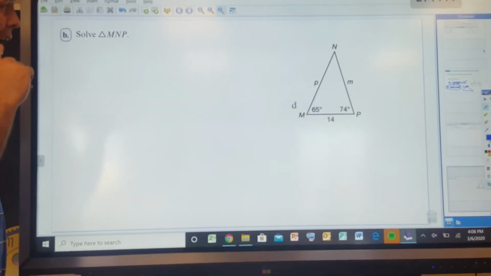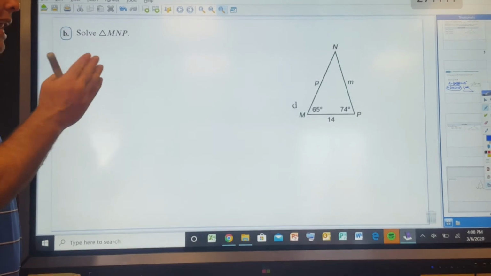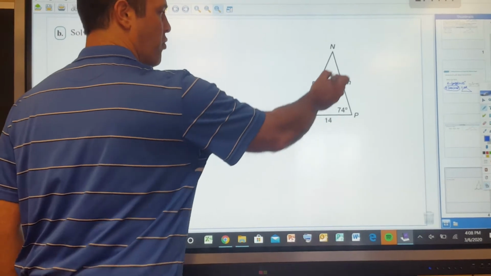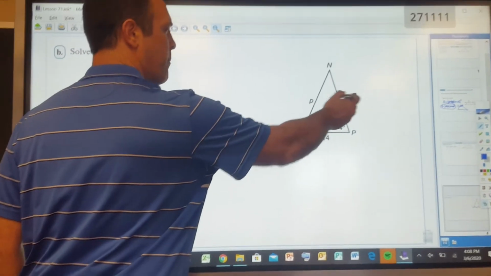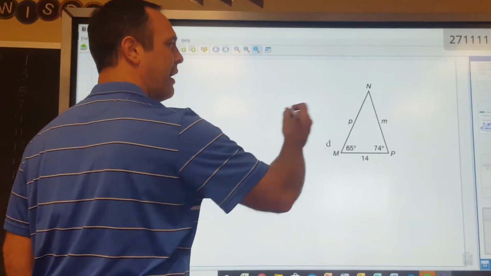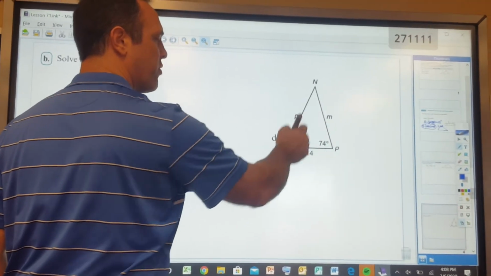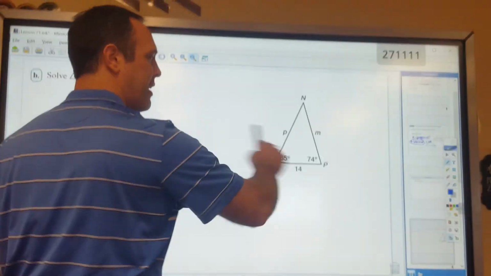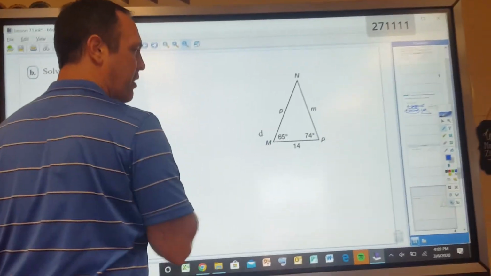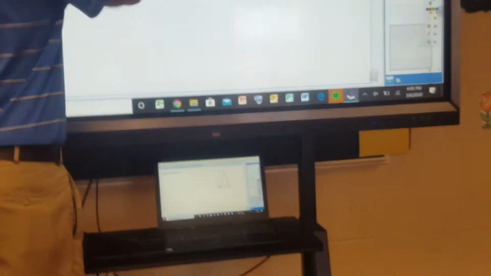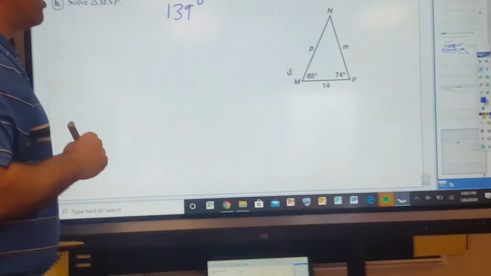All right, solve triangle MNP. What we're looking for is what I call pairs. You're looking for an angle like angle M and its opposite side, where both of those are told. We look at M and m. You have 65, but we don't know this one. You have 74, but we don't know p. Now for N, we have 14. We can figure out N by adding M and P together, which gives 139 degrees. If we subtract it from 180, we'd have 41 degrees left for N.